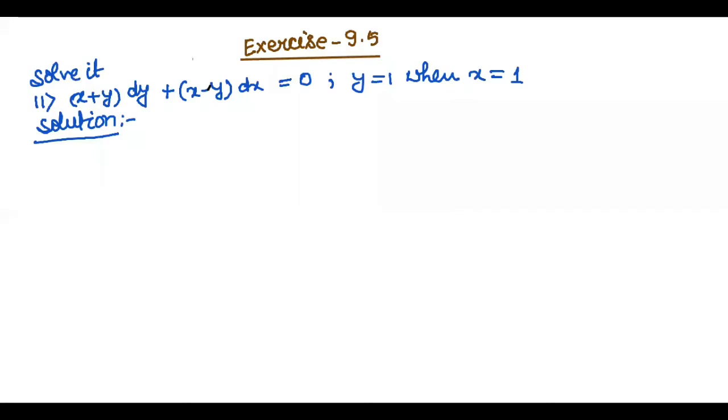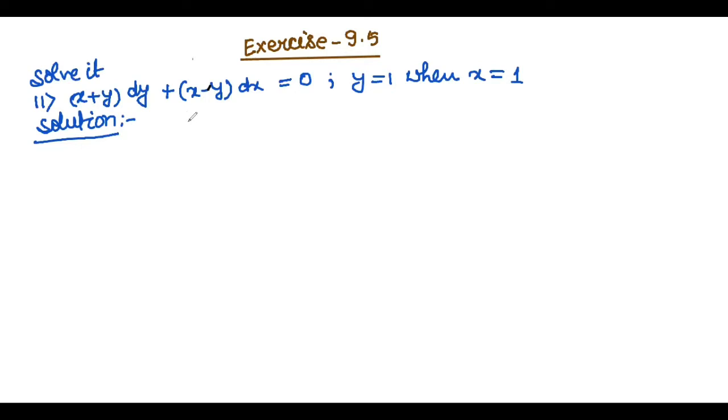So question number 11 from exercise 9.5. The question is (x + y) dy + (x − y) dx = 0, with y = 1 when x = 1. We have to solve it using the homogeneous differential equation form. So first of all, we have to change it into homogeneous form.